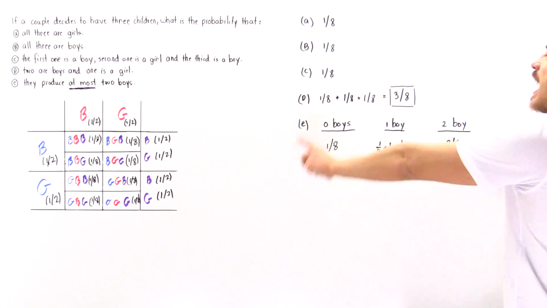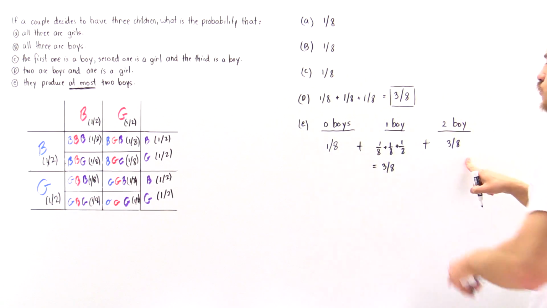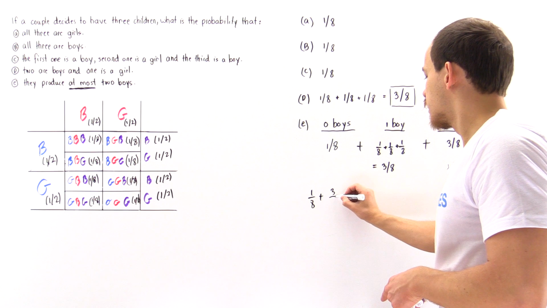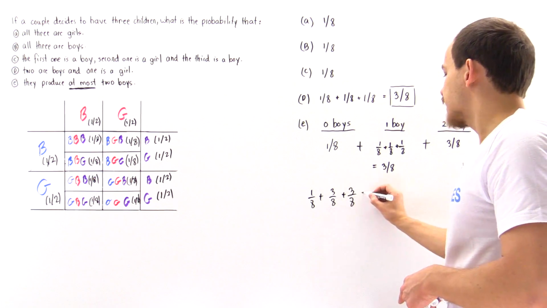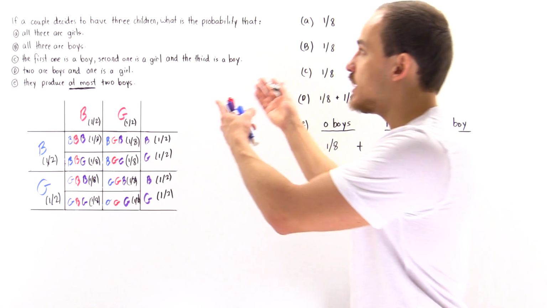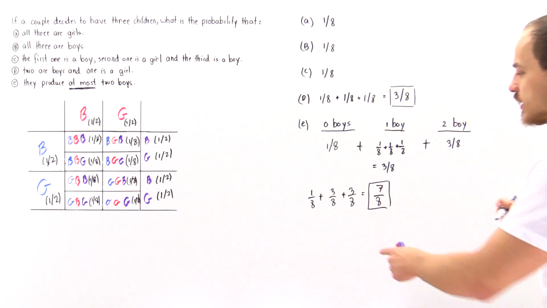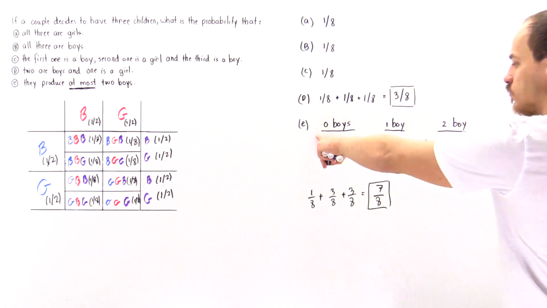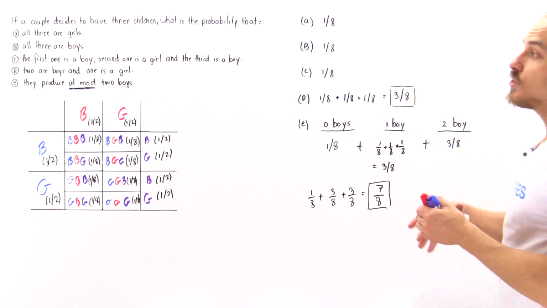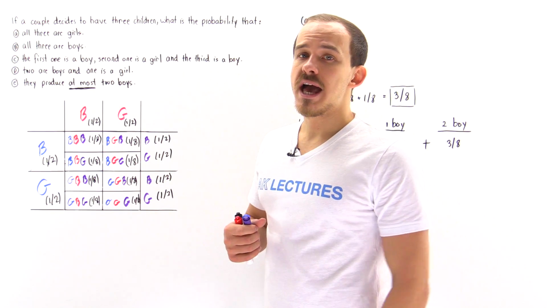So to find the final probability, we simply add up these individual probabilities of these 3 mutually exclusive events. So we have 1/8 plus 3/8 plus 3/8, and that gives us 7/8. So this is the probability of the couple producing at most 2 boys. So we have 1/8 in this case for 0 boys, 3/8 for 1 boy, and 3/8 for 2 boys. And this is how you apply the product and the sum rule in genetics and probability.